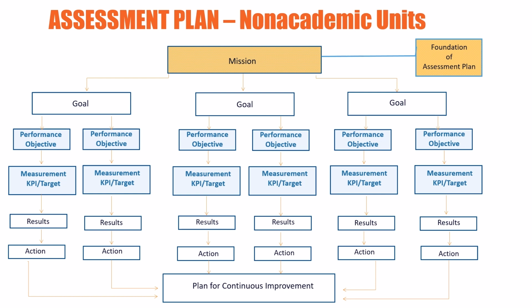Whereas academic programs develop learning objectives that describe what students are expected to know or be able to do, administrative and support units develop performance objectives that describe the outcomes, services, processes, or operational results the unit seeks to achieve.